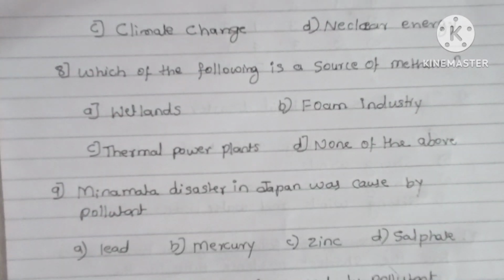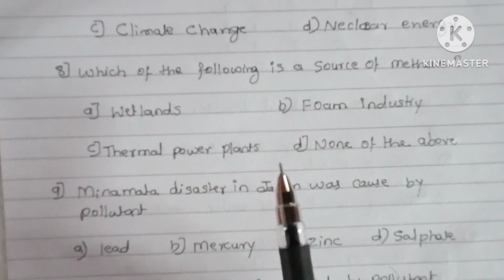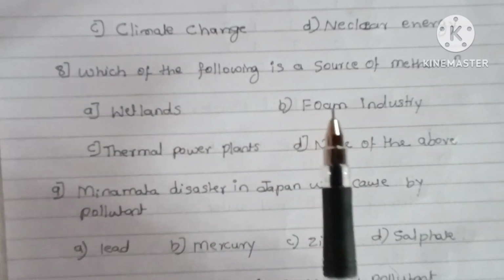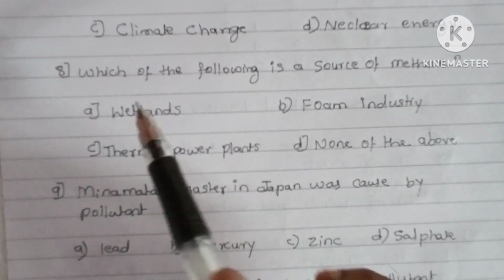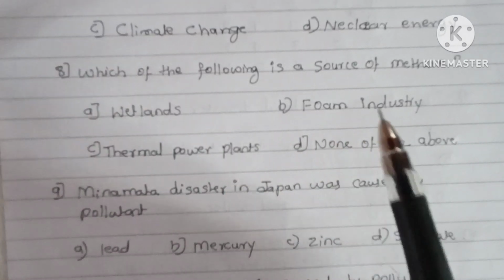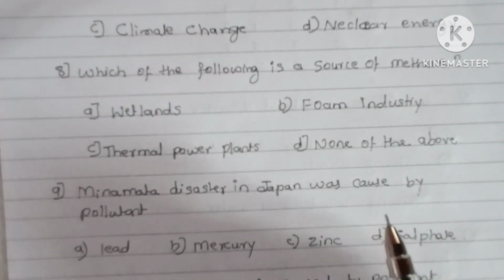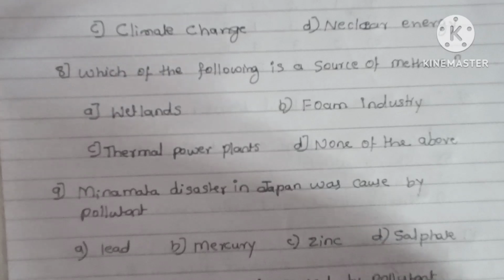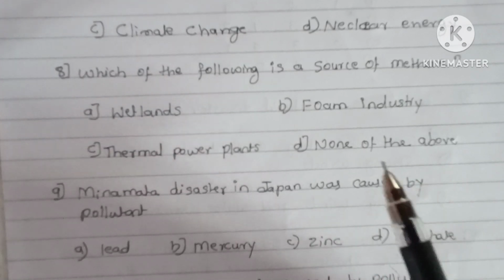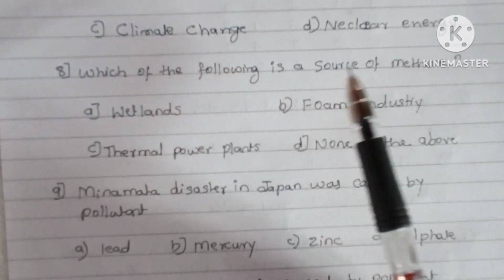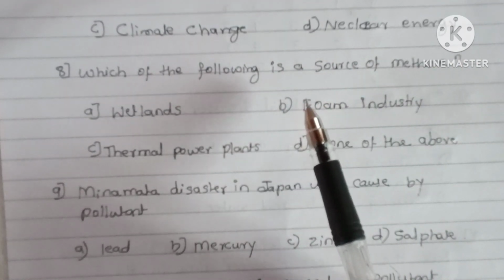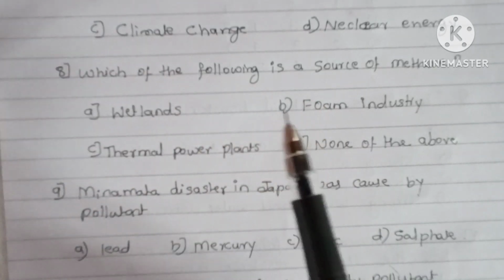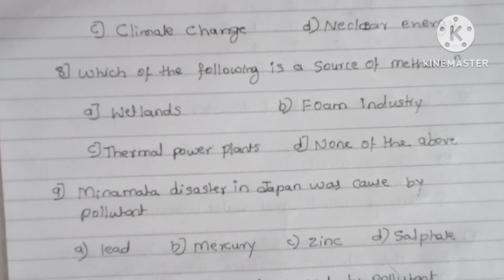Next is the 8th question. Which of the following is a source of methane? Wetlands are the main source of methane. Wetlands emit approximately 30% of the methane gas. It is produced from wet soils. It also includes decay of organic materials and digestion of food. So, the important point is that methane is produced from wetlands or wet soils. So, option A is the right answer.